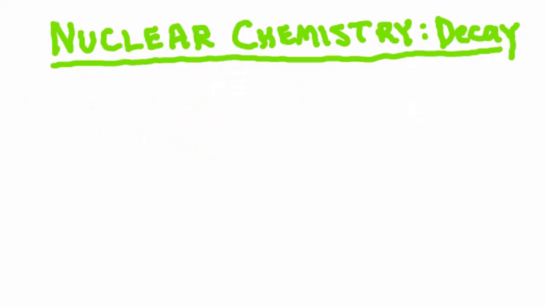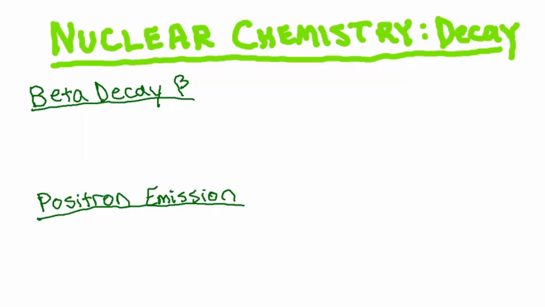Now there are 3 more types of decay that you need to know, and I'm going to present these next 2 side by side with each other because they're really similar. So beta decay is one of them. And beta looks like this. It looks like a misshapen B, or like a fancy B. And the other one is positron emission. And positron emission doesn't have a little fancy symbol to go with it.